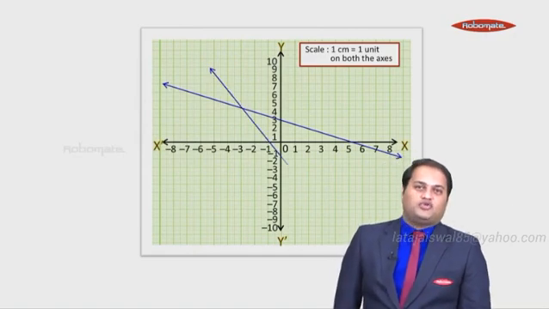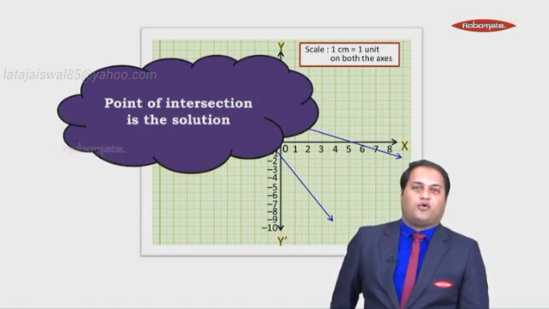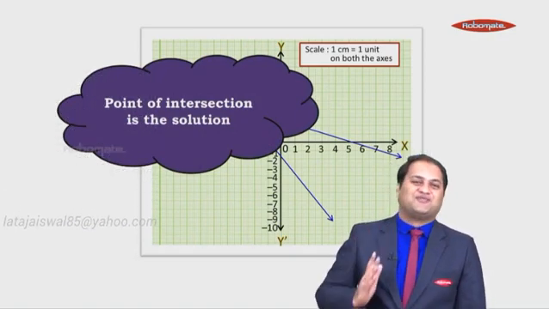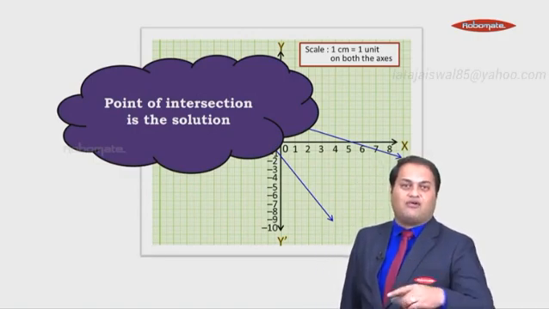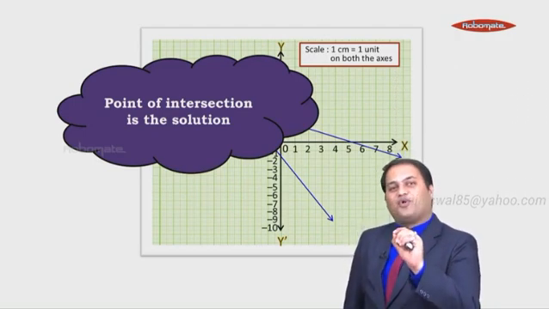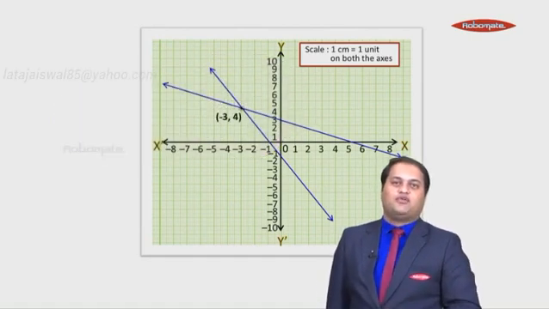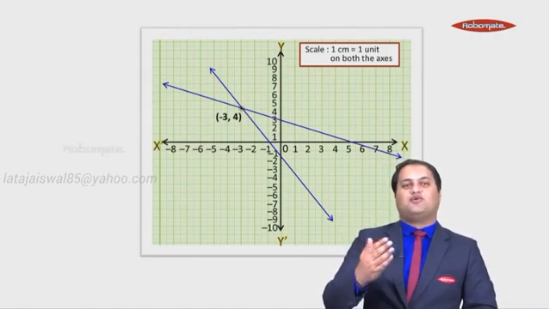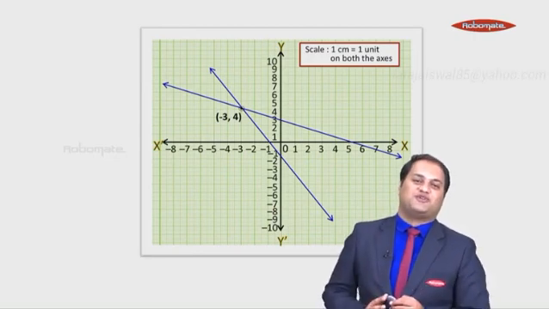Now once you get those 2 lines like this, if both the lines intersect at a point, that point of intersection is nothing but the solution. So the answer that you find, that x's value and y's value, is nothing but the point of intersection of the 2 lines on the graph paper. For example, here the point of intersection is (-3, 4). So we will come to a conclusion that x is equal to -3 and y is equal to 4. So the point of intersection is nothing but the solution.